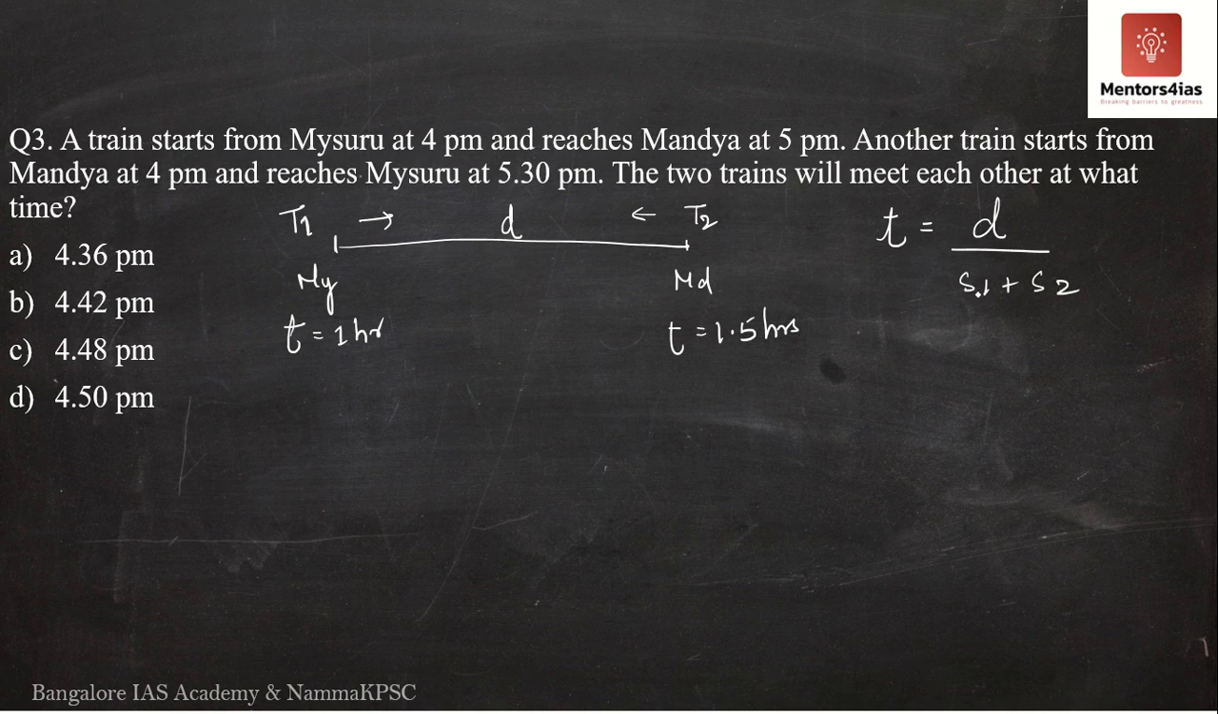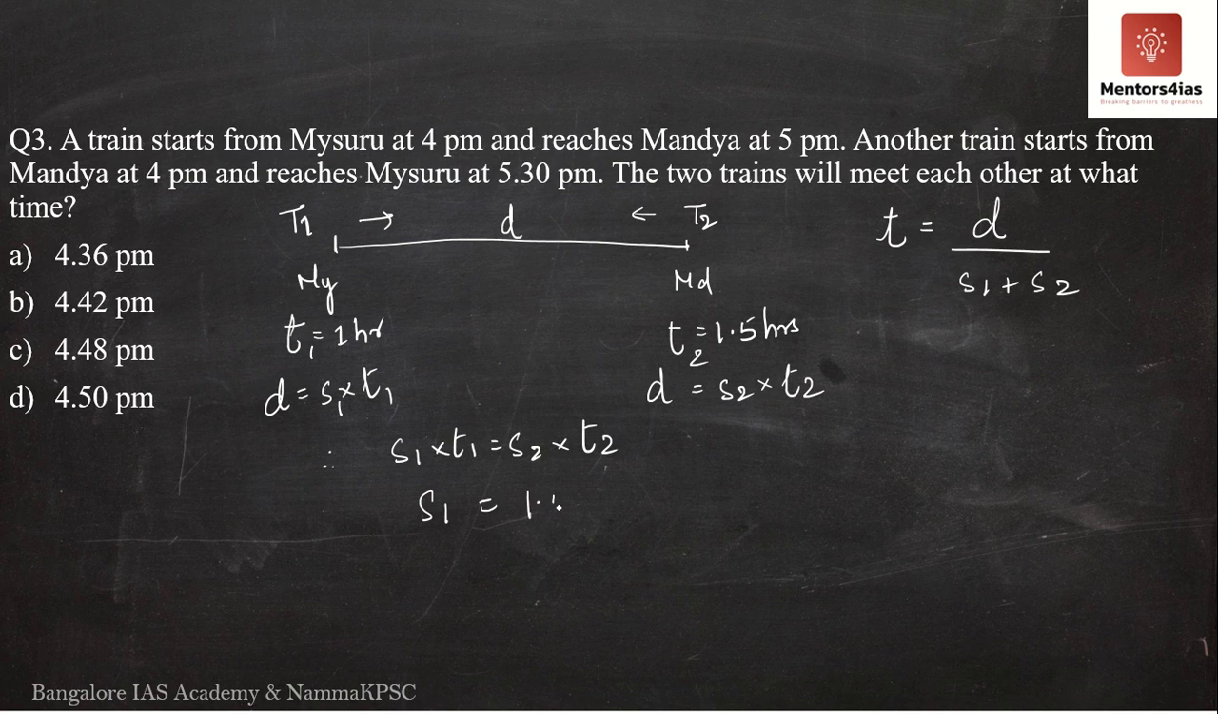Now, what is S1? We don't know. What is the value of S2? That also we do not know. However, can I say that distance over here is nothing but speed 1 into time T1? Here this is T1, this is T2. Similarly, distance over here is nothing but S2 into T2. Distance is equal to S1 into T1. Distance is also equal to S2 into T2. Therefore, can I say S1 into T1 is equal to S2 into T2, where T1 is only 1 hour. Therefore, we only have S1 is equal to S2 into T2. T2 is what? 1.5 hours. Therefore, S1 is equal to 1.5 S2.